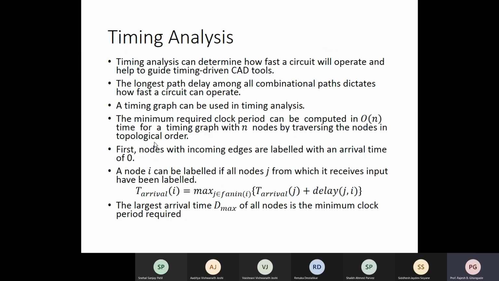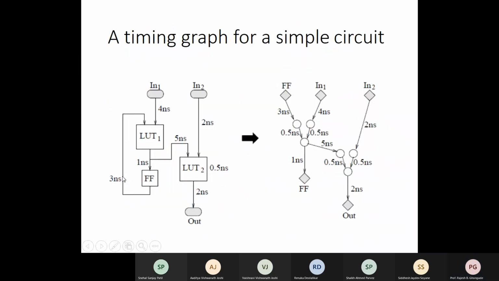First nodes with no incoming edges are labeled with arrival time of 0. A node i can be labeled if all nodes j from which it receives the input have been labeled. This is an equation which gives you the possible delay. The largest arrival time of all nodes is the minimum clock period required. This is the timing graph which you can have from one LUT to the other LUT. You can see here how the placement of the blocks and the routing can affect the total timing delays.